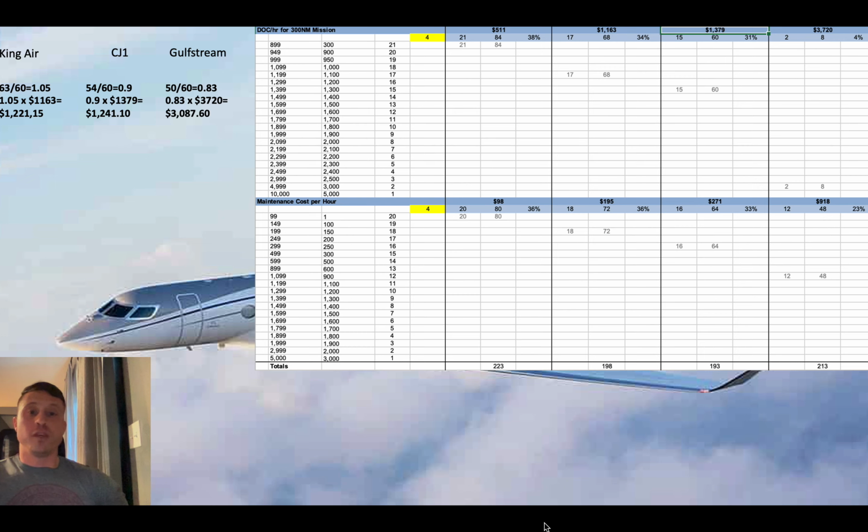The King Air 250 can fly 300 nautical miles in an hour and 3 minutes and would cost $1,221.15 for the trip. The CJ1 would cost $1,241.10 and the Gulfstream $3,087.60. So I think the pros outweigh the cons with the CJ1, and with the Citation's maintenance costs being much less than the Gulfstream's, this decision should be a no-brainer.